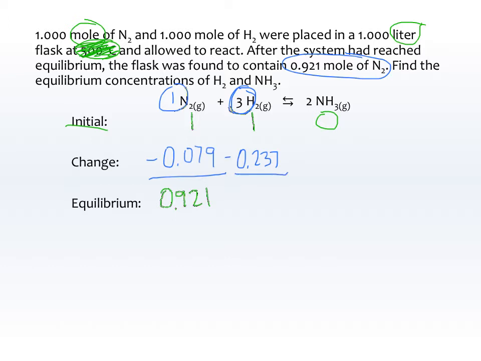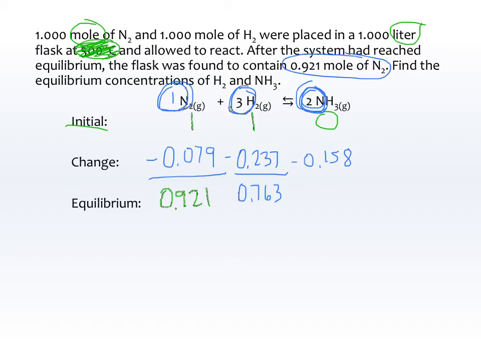Remember when we were talking about equilibrium at the very beginning? Reactants always react and go away. So 1 minus 0.237 is 0.763. For the ammonia, notice that the coefficient is a 2 in front. So for every 1 mole of nitrogen used, 2 moles of ammonia are produced. So for every 0.079 moles of nitrogen used, 0.158 moles of ammonia are produced per liter.